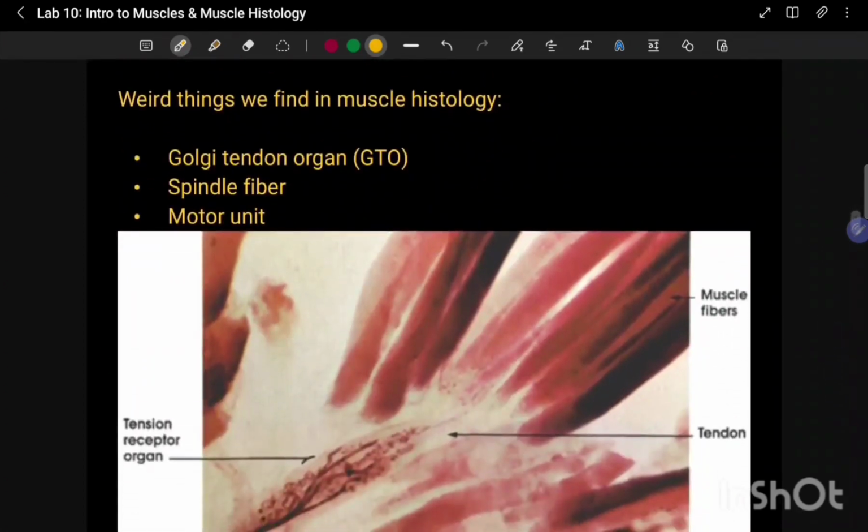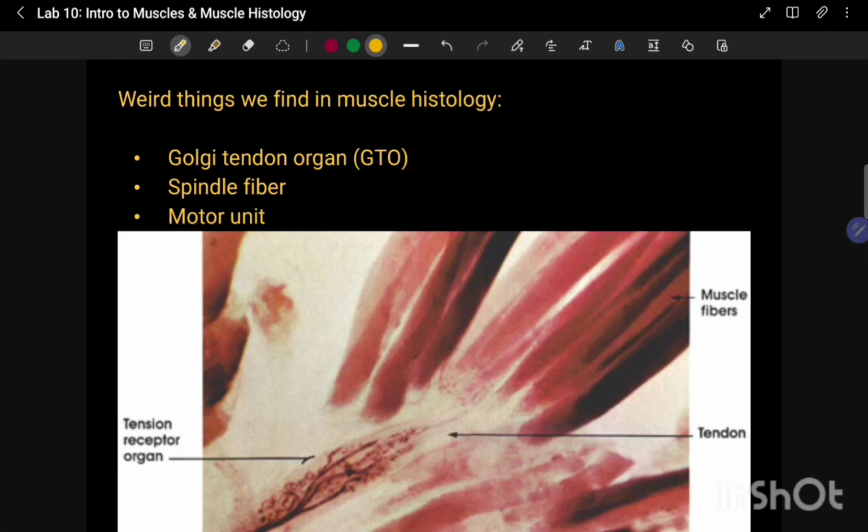And then we're going to wrap it up by talking a little bit about muscle histology and some of the weird things that we can find. So most of this is not going to be testable, but again, it might come in lecture, and also I just think it's neat to know this. All of these things contribute to how our muscle system works, how it contracts, and how we can stretch our muscles and all that fun stuff.